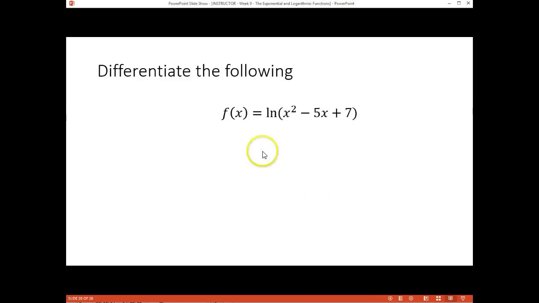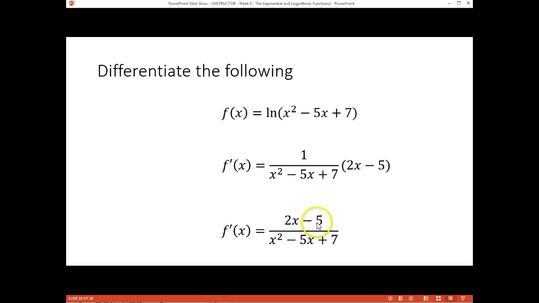A slightly more complex example is a natural log of a polynomial. The polynomial in this case is x squared minus 5x plus 7. Our properties still apply. This is my u, so my derivative is going to be 1 over u times its derivative du dx. So it's 1 over x squared minus 5x plus 7 times 2x minus 5, which is just 2x minus 5 over x squared minus 5x plus 7. You're actually able to go straight from the first step to the last step if you want to, and just put the derivative of u over u, and that is the derivative of the natural log of u.